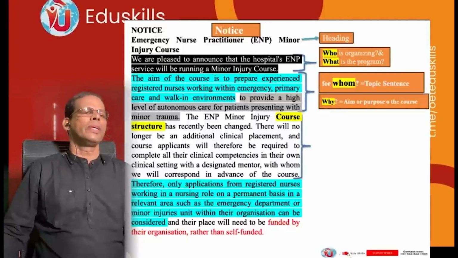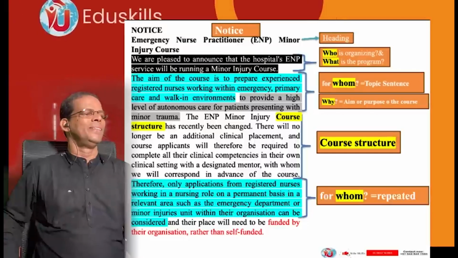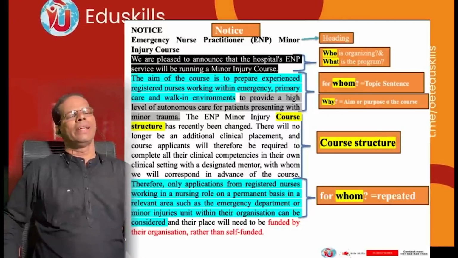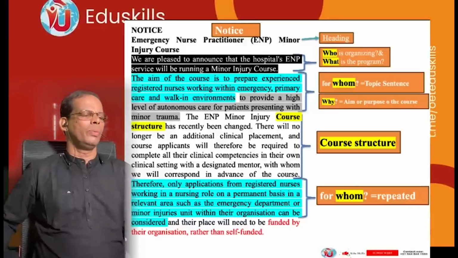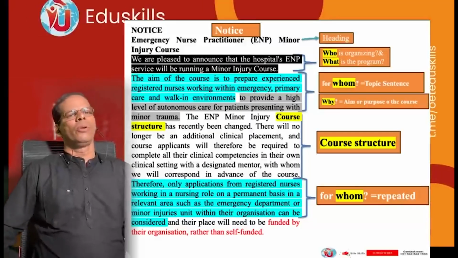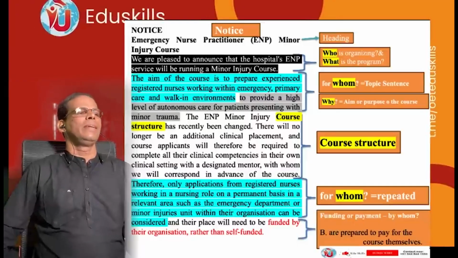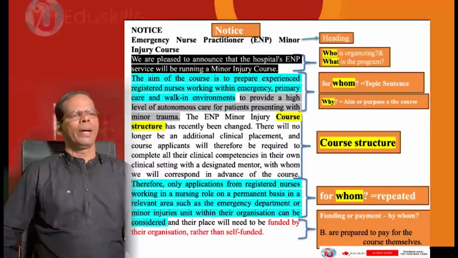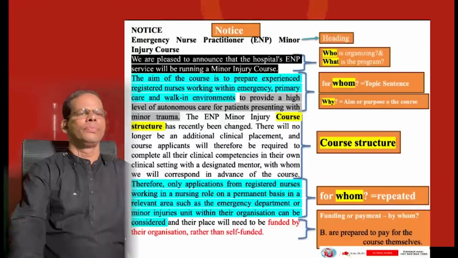Then you have the course structure, the ENP minor injury course structure. Then you have for whom, repeated. Again, the whole thing is repeated. The topic sentence says for whom, and again it says for whom at the end. So it is repeated. The answer is stressed and repeated. At the end it says funding or payment by whom. That is B option, are prepared to pay for the course themselves. They need not pay for the course because the organization will be paying for it. So easy it is, provided you visualize and understand the text.